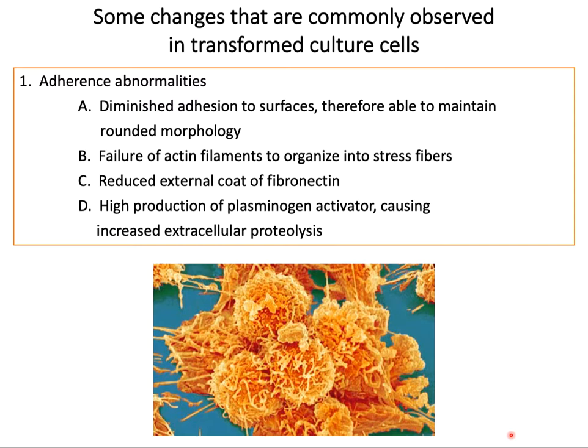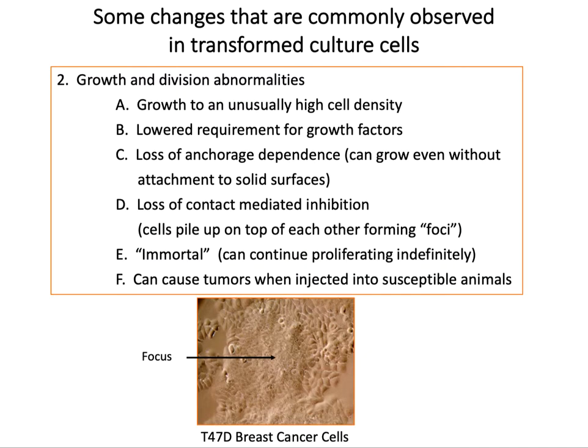So both C and D point to this one property of the cancer cells, and they don't really require adhesion to anything. Normal cells need to adhere to the surface of the culture dish or need to adhere to some kind of extracellular matrix protein, but cancer cells don't seem to. These are the adherence abnormalities. Then you have the obvious growth and cell division abnormalities. They grow to unusually high cell density.